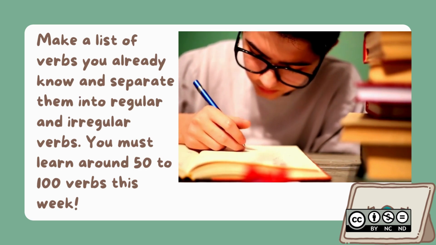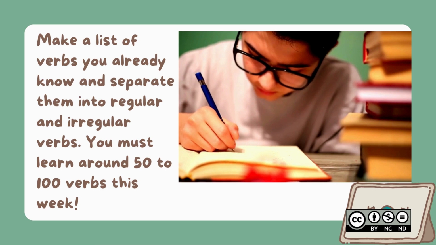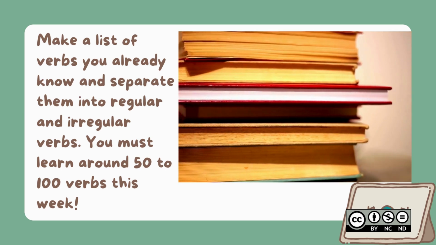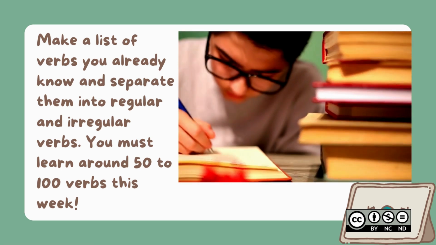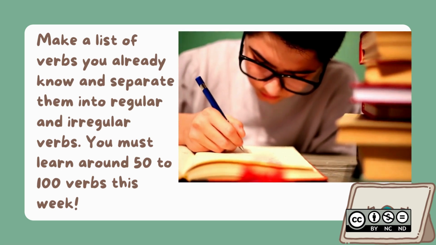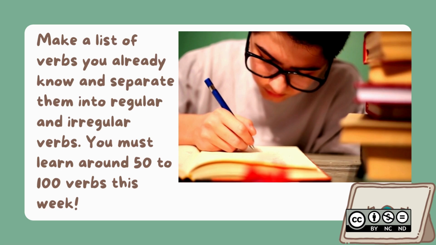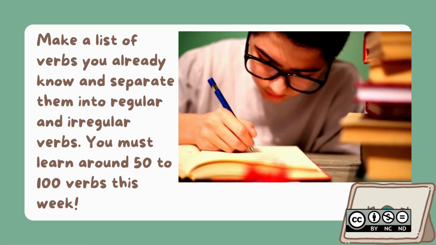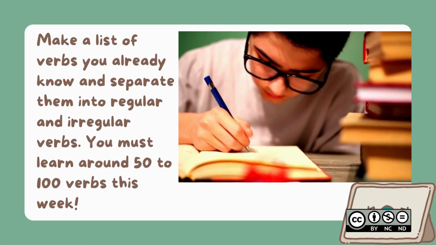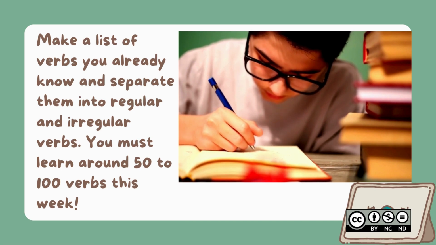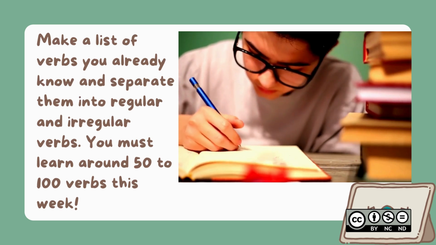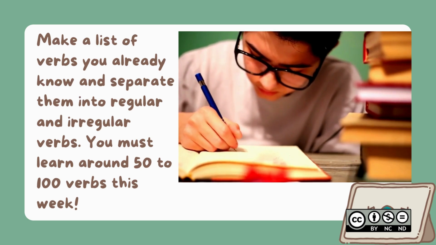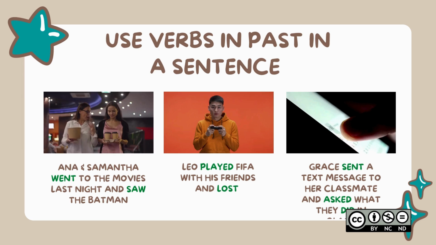You have to look in a list, and then you have to separate them by what you identify, and then the verbs that you identify, make them into a regular and an irregular list of verbs. You have to learn around 50 to 100 verbs in a week. This week, you're going to continue learning, but you have to say, hey, this week I have to learn 50 to 100 verbs. If I already know 50 verbs, then I need to learn 50 more. If I have no idea, learn 50.